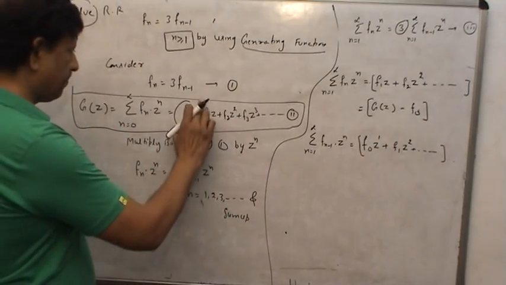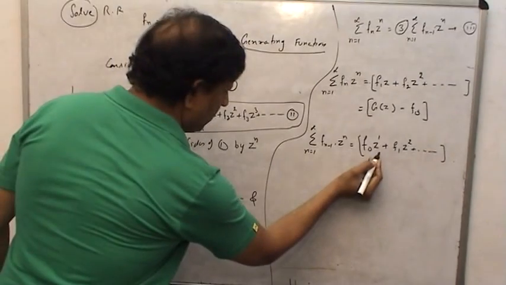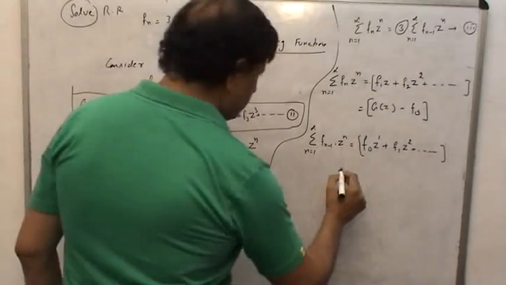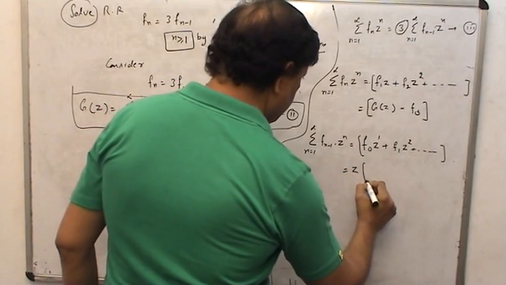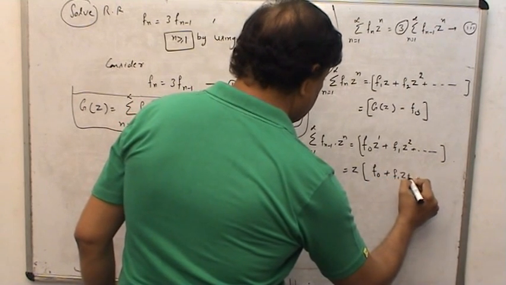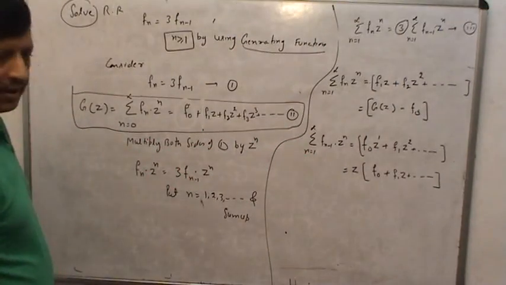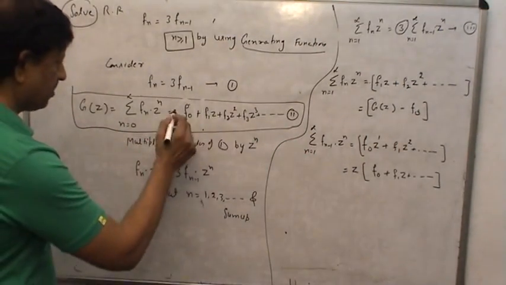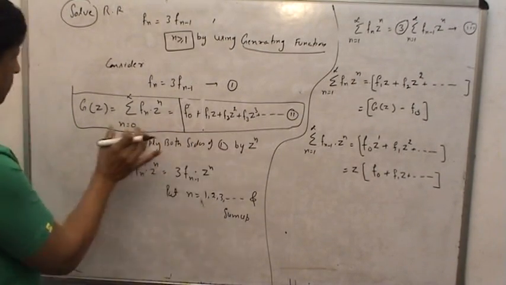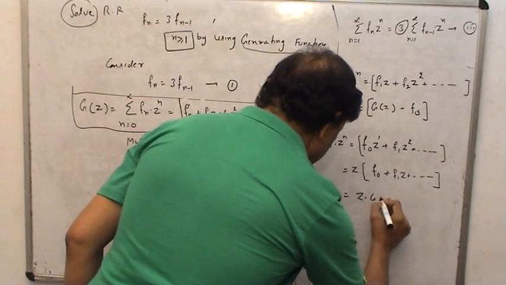Now, we compare it again with the right hand side. We see it contains f0 z, but here f0 is alone. It means we can take z common from this: f0 plus f1 z plus so on. Now compare this right hand side bracket with the generating function. It is complete. This is equal to G(z). That we write as z into G(z).